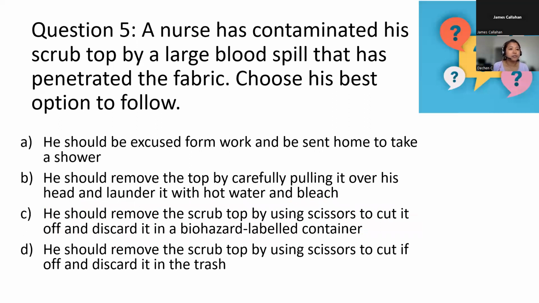Question 5. A nurse has contaminated his scrub top by a large blood spill that has penetrated the fabric. Choose his best option to follow. A. He should be excused from work and be sent home to take a shower. B. He should remove the top by carefully pulling it over his head and launder it with hot water and bleach. C. He should remove the scrub top by using scissors to cut it off and discard it in a biohazard labeled container. D. He should remove the scrub top by using scissors to cut it off and discard it in the trash.